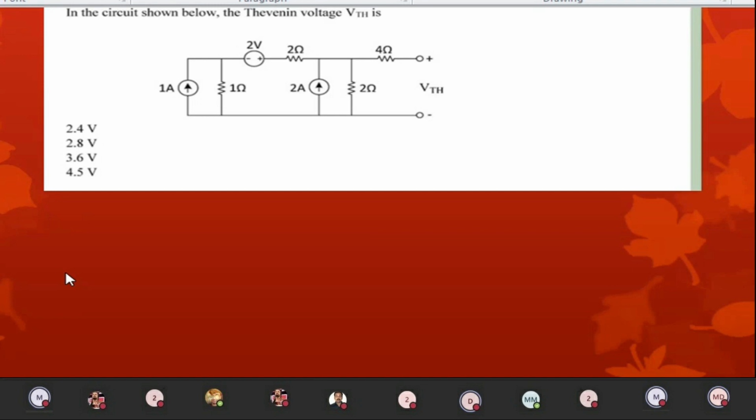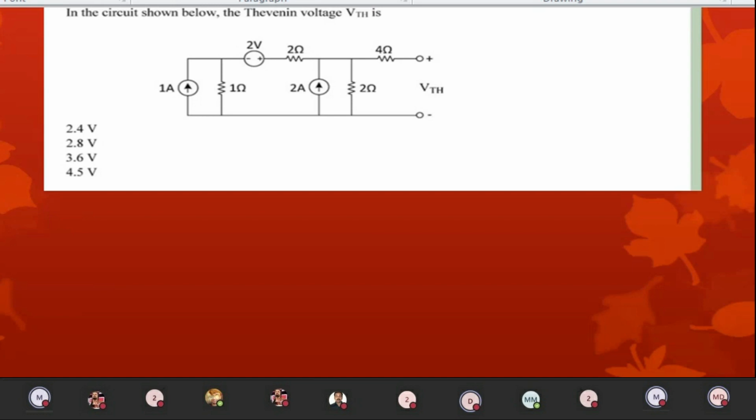Okay. So in the circuit shown below, the V Thevenin voltage is what? Okay. So Thevenin voltage is across the open circuit with a single resistor 4 ohms. Okay. And dear students, always understand the open circuit does not carry any current. Okay, so it is virtually dead only, right?